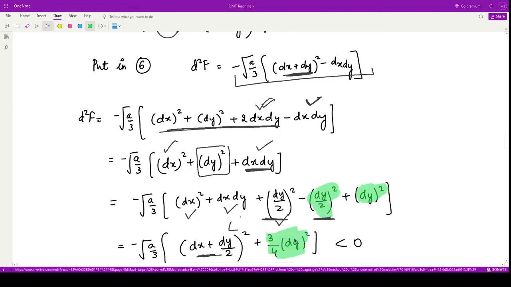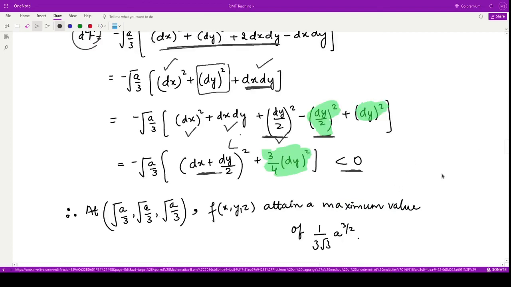Now you see in the bracket we have only positive terms, because these are the squares of some quantities, which are always going to be positive. We also have a negative sign here. So the sign of d2f is going to be determined by this negative sign, which says that d2f is always going to be a negative quantity. That is why we say at this point the attained value, the extreme value, is a maximum value, and the value was 1 by 3 root 3 a to the power 3 by 2.